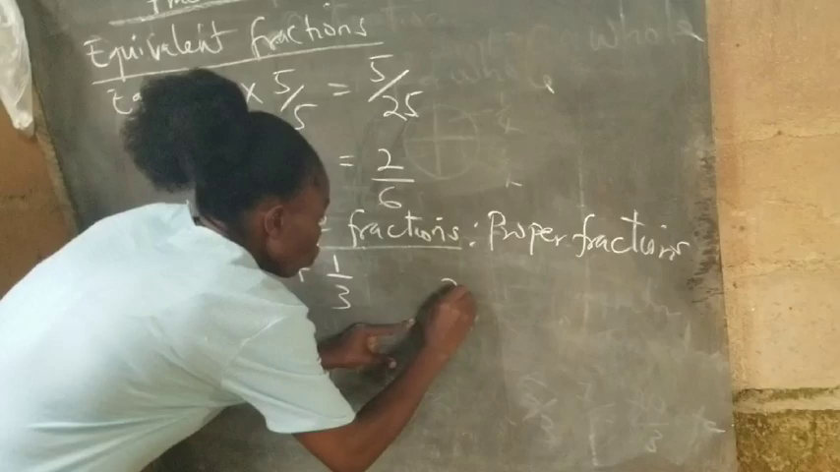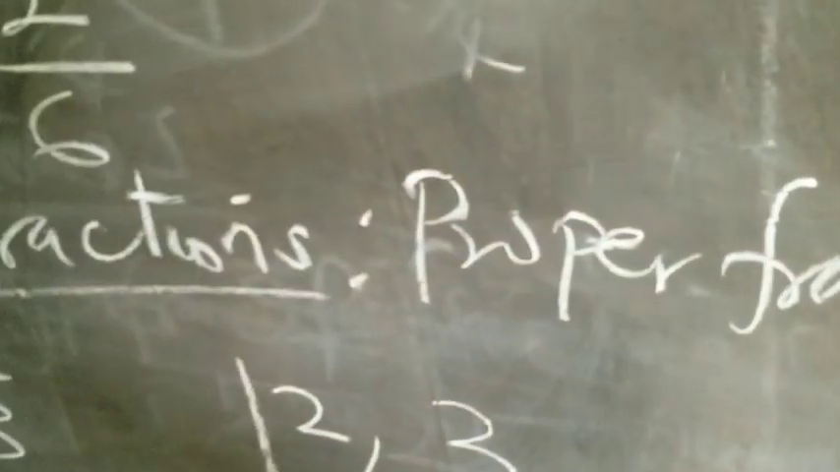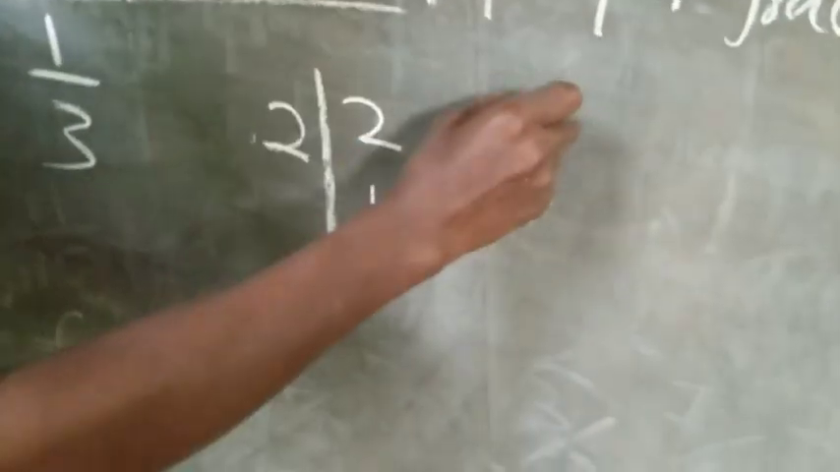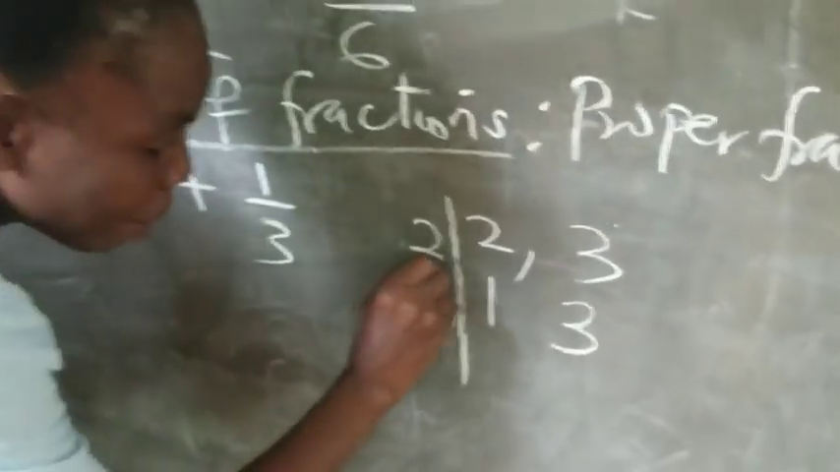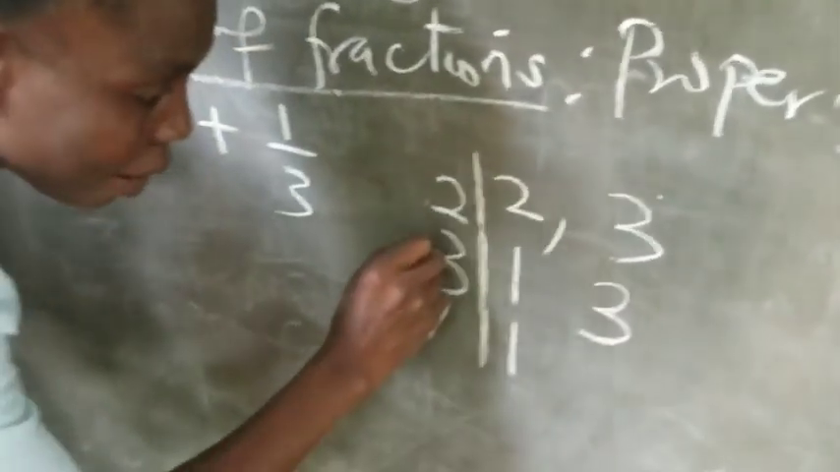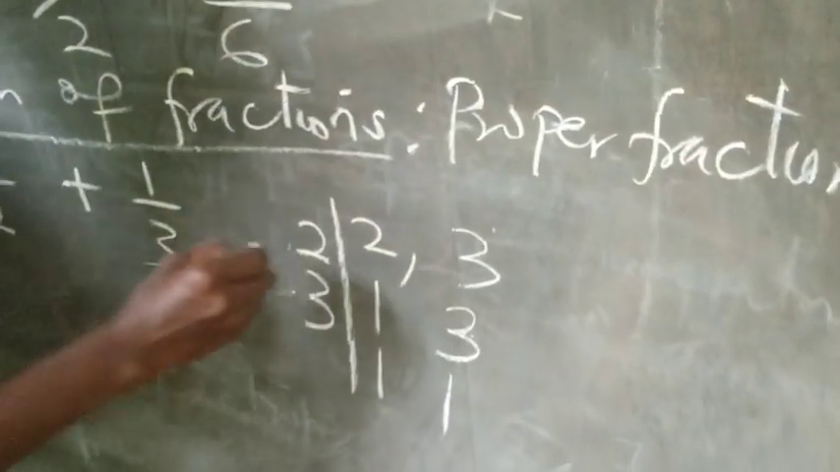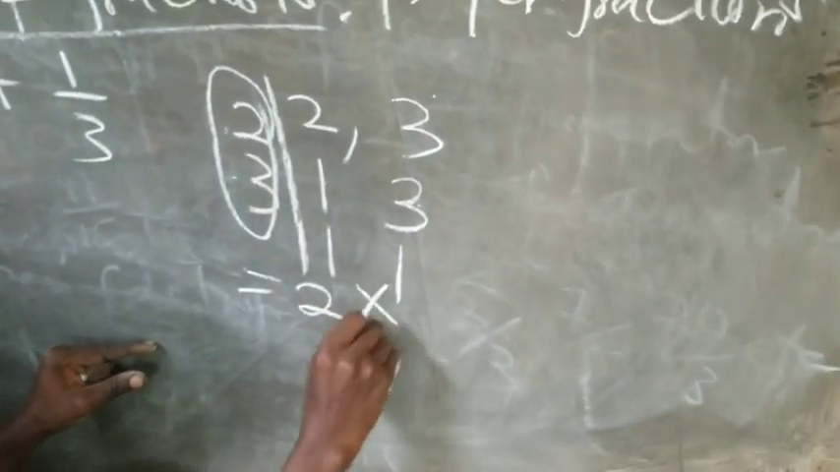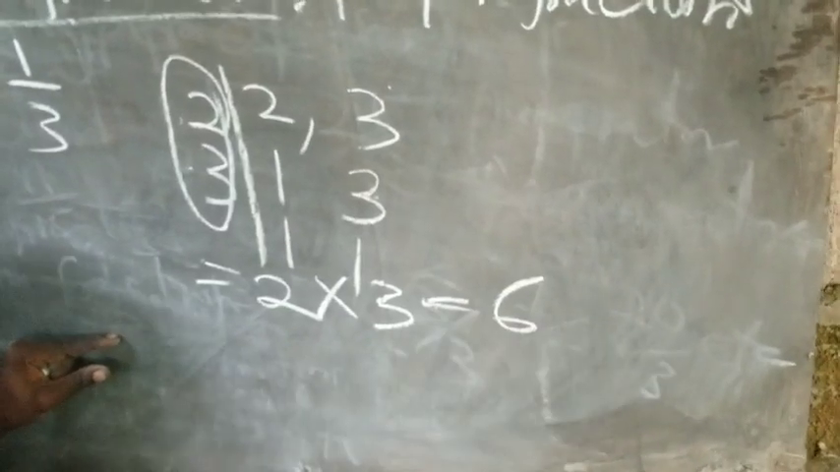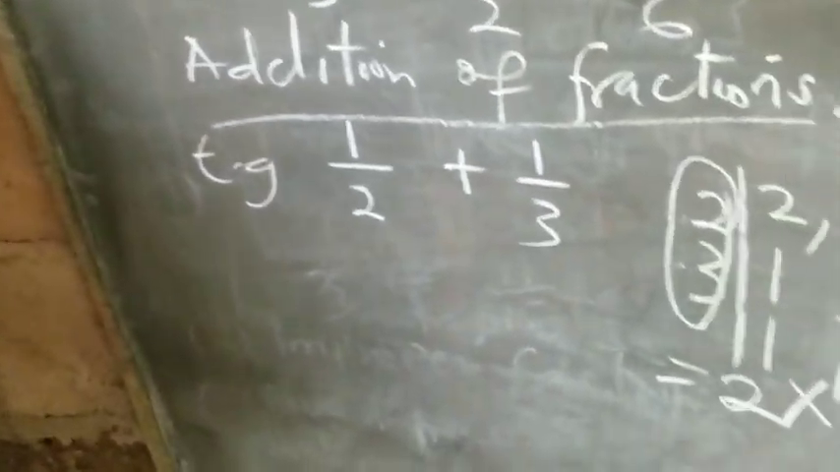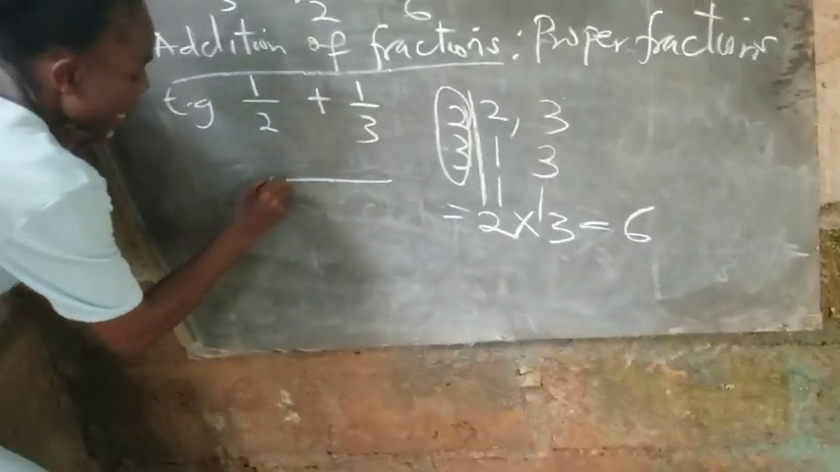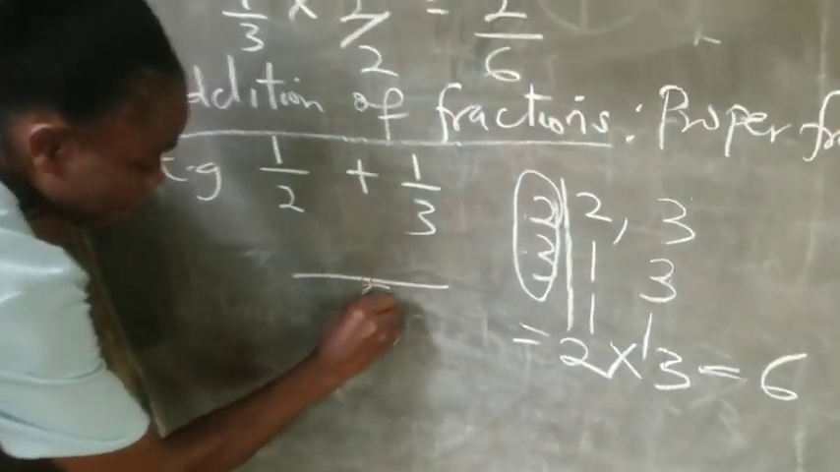Now, I said 2 and 3. What is their LCM? I will divide these two numbers by 2. If I divide 2 by 2, I have 1. If I divide 3 by 2, it cannot go. I bring it down. I have to divide again by 3. 1 divided by 3 cannot go, and 3 divided by 3, I have 1. Now, the LCM is 2 and 3, that is 2 times 3, and that will give us 6. This is the LCM of 2 and 3, which are the denominators of 1 over 2 and 1 over 3. So I place a line here and I put that 6.